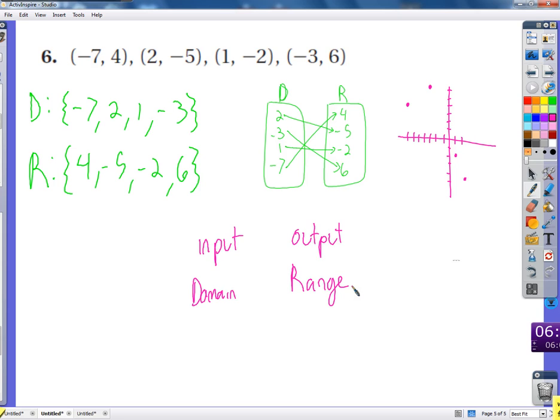In this relation, there's absolutely no reason why 2 should go to -5, or that -7 should go to 4, or -3 should go to 6. Not that I can see. There's not necessarily a discernible equation that does that. It's just that relationship. So let's talk about the domain that an equation might have.